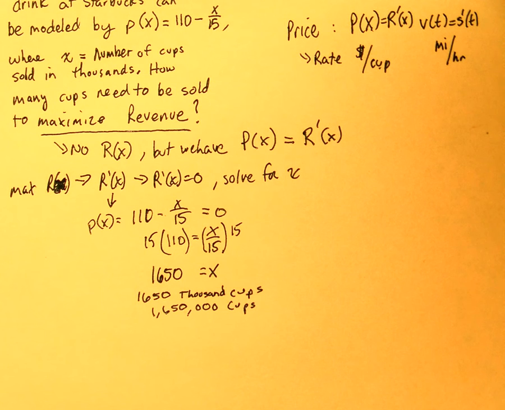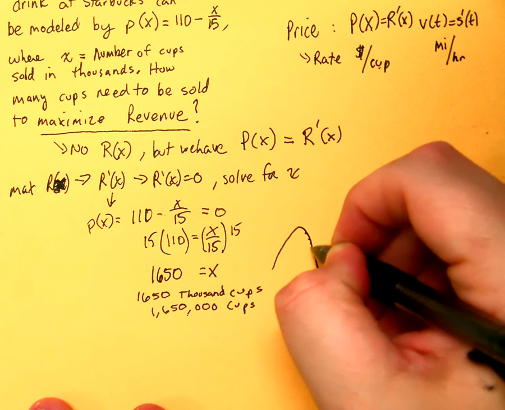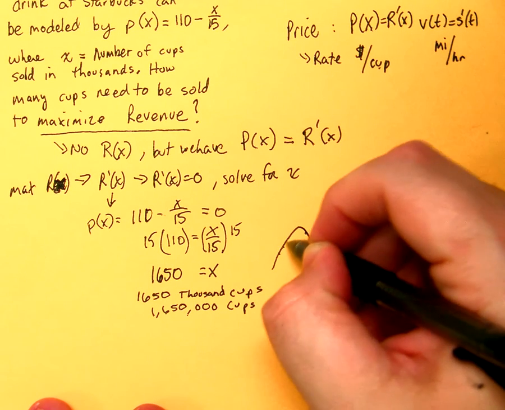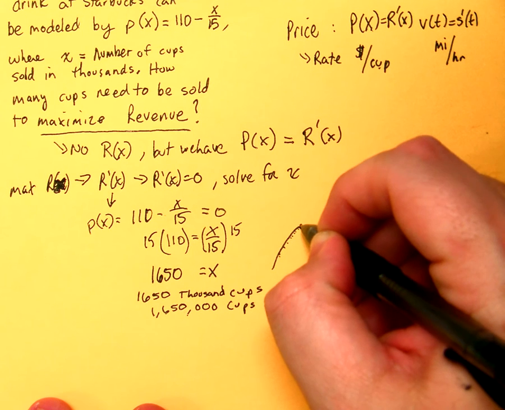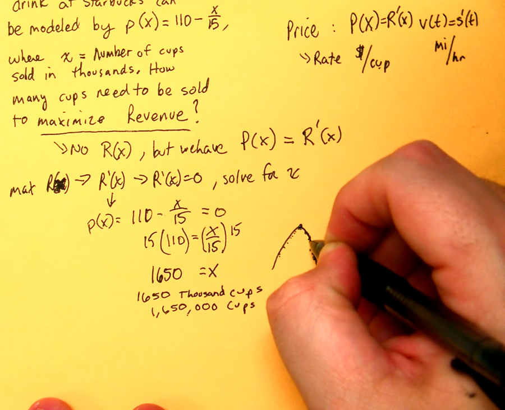So if they sold 1,650,000 cups, they'd be losing money? Well, they'd still be making revenue, but it wouldn't be the maximum amount of revenue. They'd still be making money, just not as much. If this is a maximum, things start to decrease again here. Your revenue is increasing until it gets to a maximum value, and then it starts decreasing again, which means the cost of more drinks at that point is going to eat more into the revenue.